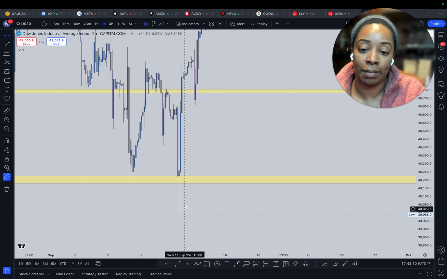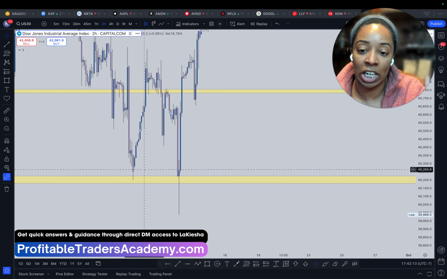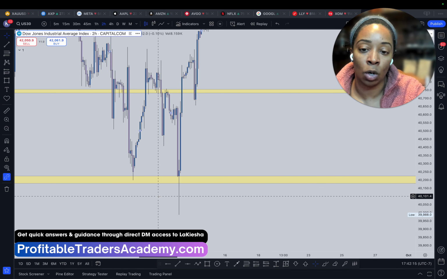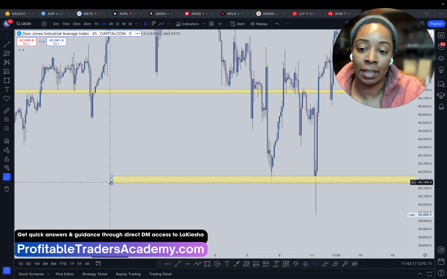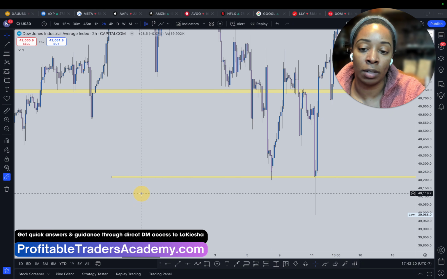Although right here, we do have this really big wick. Right now, it's tapping into the zone. So for now, it is okay. Let's see how it looks on the H1 time frame.